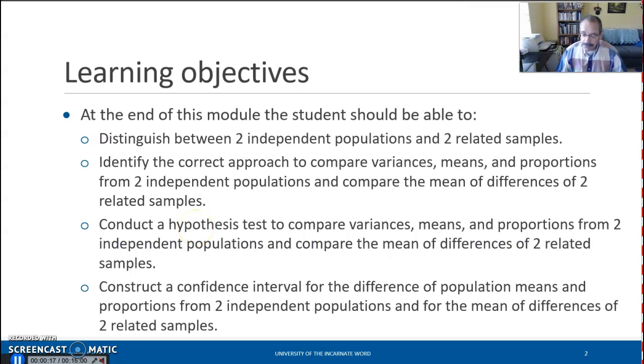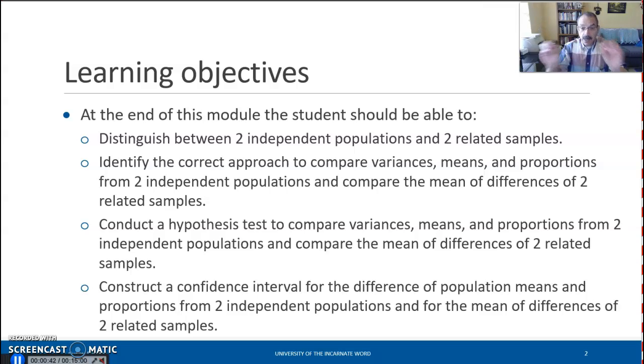The learning objectives for this module are that by the end you should be able to distinguish between two independent populations and two related samples. Also, you should be able to identify the correct approach to compare variances or compare means and proportions from two independent populations, and then compare the mean of differences of two related samples.